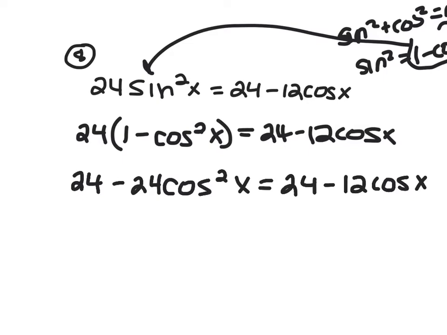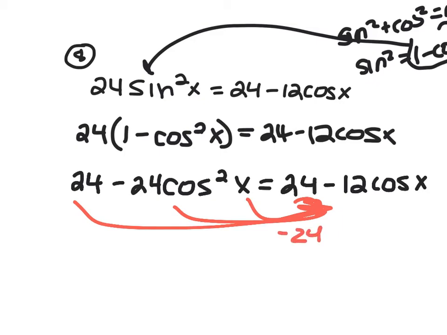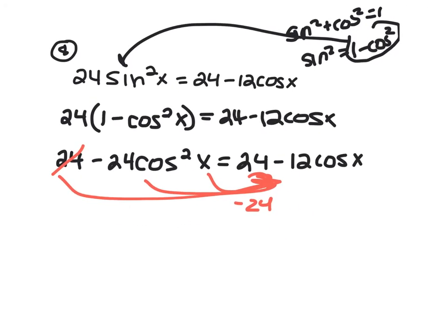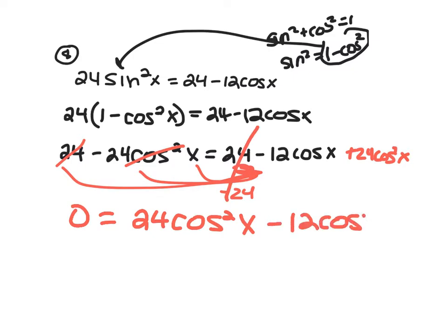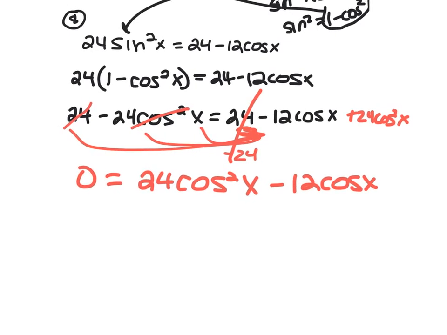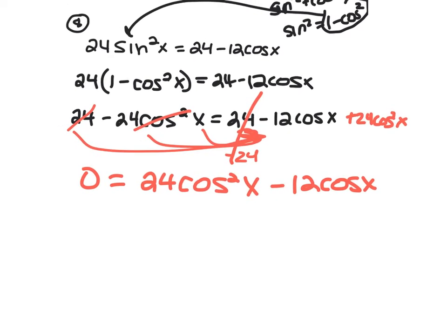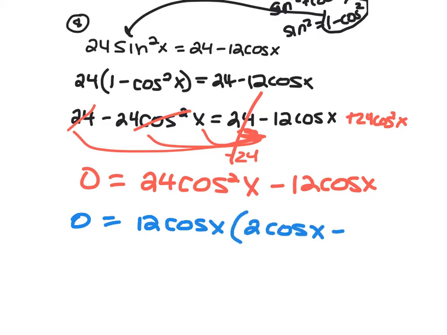Because I want my square to be positive, I'm going to move this stuff to the right. So I'm going to subtract the 24 from both sides. I'm going to add the 24 cosine squared to the right side. And I have 0 equals positive 24 cosine squared x. The 24s are going to cancel. Minus 12 cosine x. Now I can factor out a 12 and a cosine. So 0 equals 12 cosine x, and I get 2 cosine x minus 1.